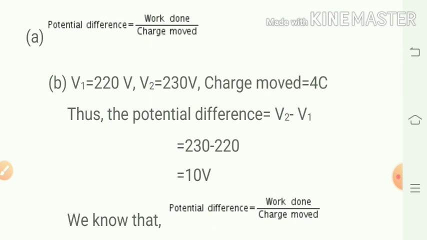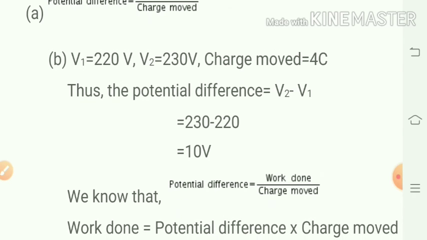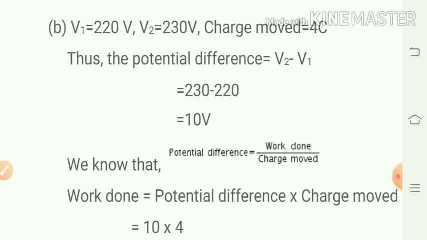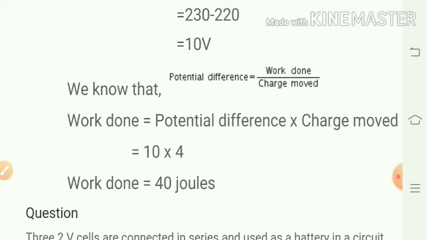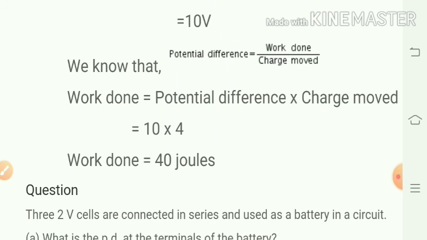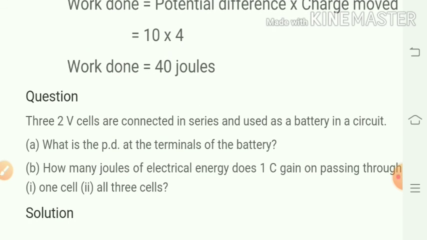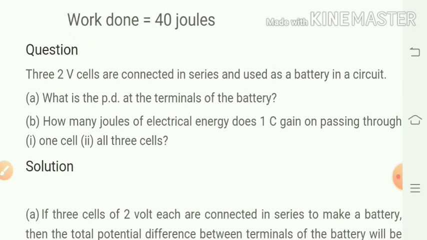Now given values, V1 is 220, it is increased up to 230, means V2 is equal to 230 volt. Charge moved is 4 coulomb. Thus, potential difference is V2 minus V1, equal to 10 volt. By putting these values in the given equation, we can get the work done W is equal to PD into charge. 10 into 4, means work done is equal to 40 joules.